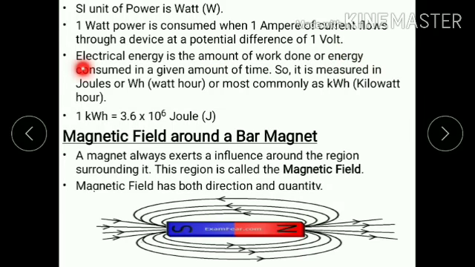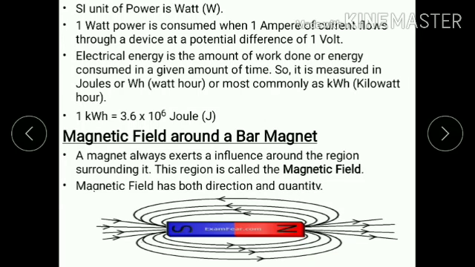Electrical energy is the amount of work done or energy consumed in a given amount of time, so it is measured in joule, watt, or most commonly as kilowatt. 1 kilowatt means 3.6 into 10 to the power 6 joule. That is the kilowatt, 1 kilowatt.